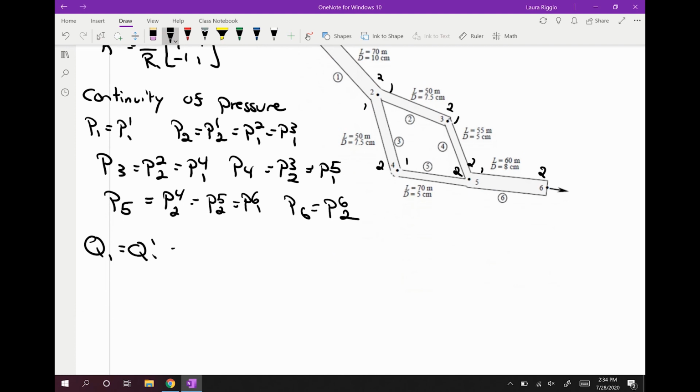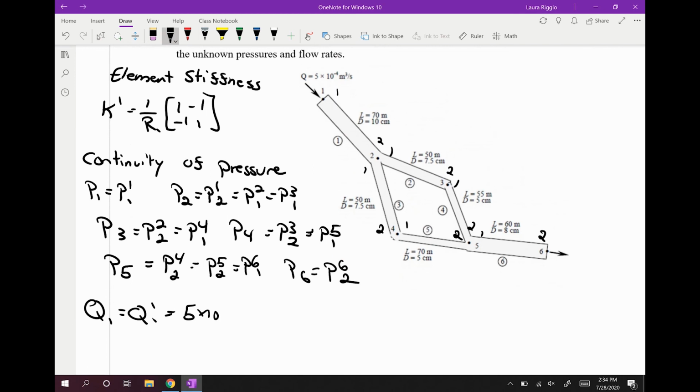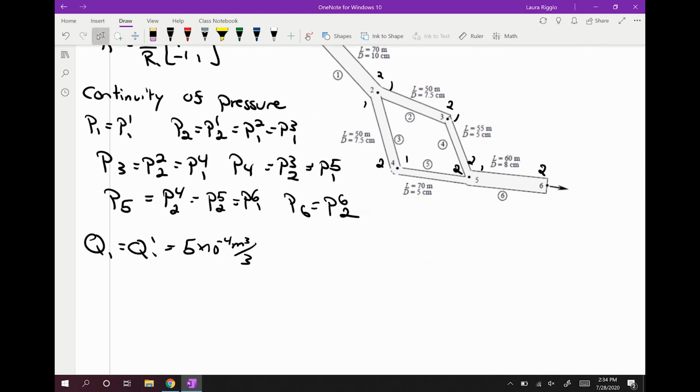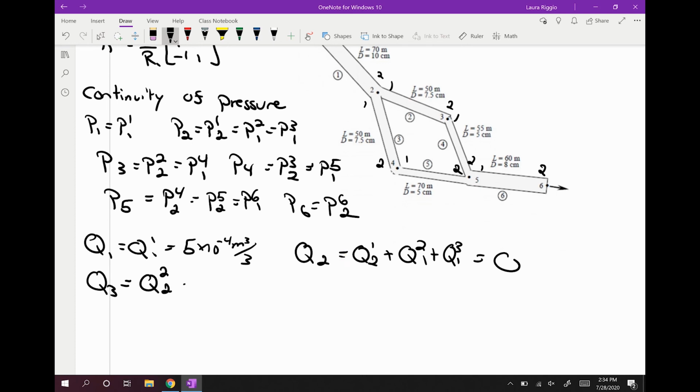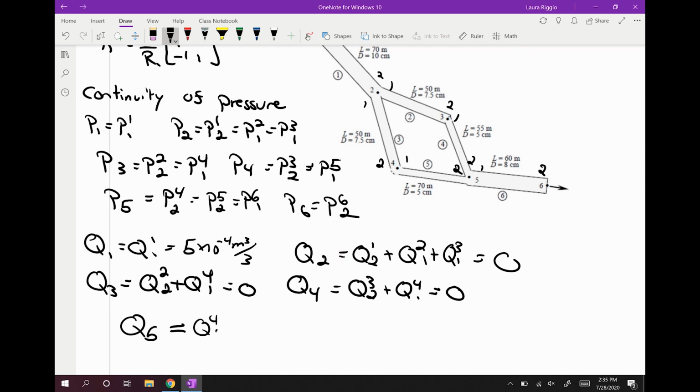For our flow rates, we have Q1 is equal to Q11, which is equal to 5 times 10 to the minus 4. We have Q2 is equal to Q12 plus Q21 plus Q31, which is equal to 0. The balance of flows, the sum of what goes in is equal to what goes out. Q3 is equal to Q22 plus Q41, which is equal to 0. Q4 is equal to Q32 plus Q51, which is equal to 0. And Q5 is equal to Q42 plus Q52 plus Q61, which is equal to 0, and Q6 is equal to Q62.